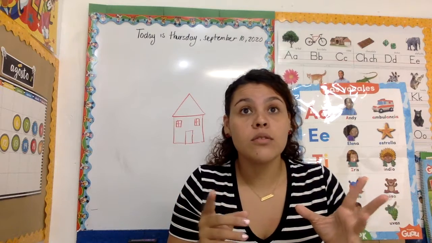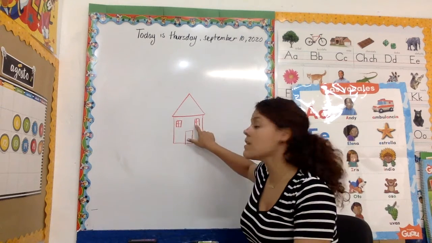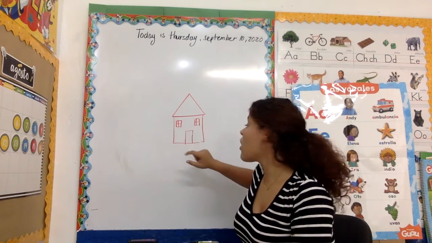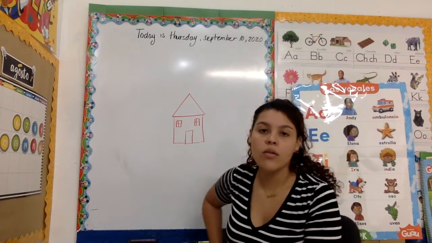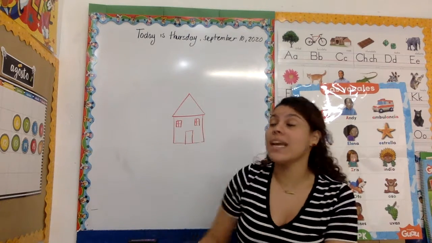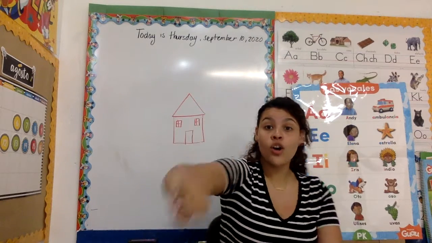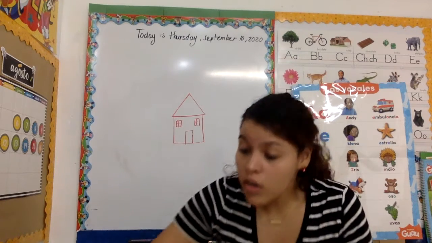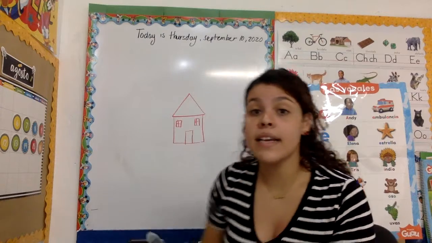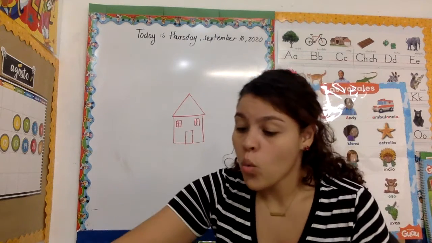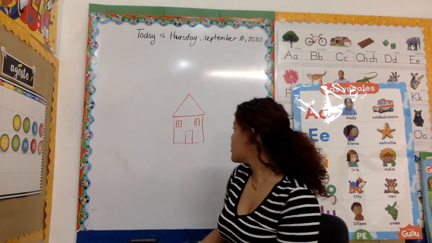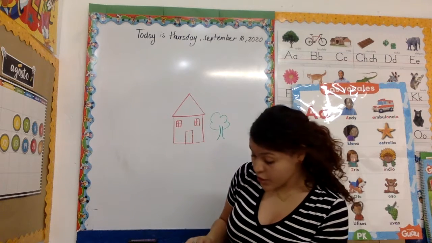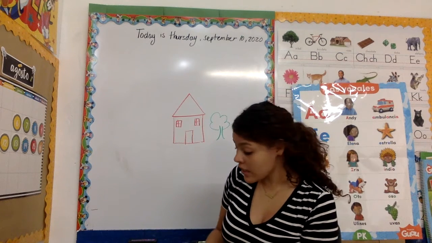We talked about, what part of the house is this? This is a window. Window. How many windows does this house have? Two. ¿Tiene cuántas ventanas? Dos. What color is this house? ¿Qué color es esta casa? Color rojo. It is color red. What color is the tree that I'm about to draw? What color is this tree? This tree is color green.